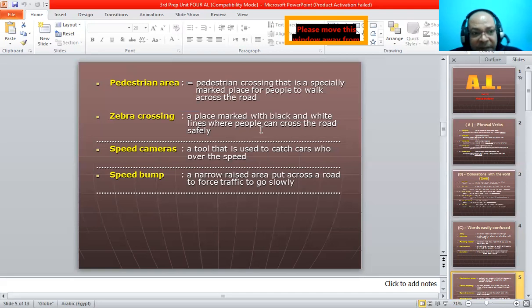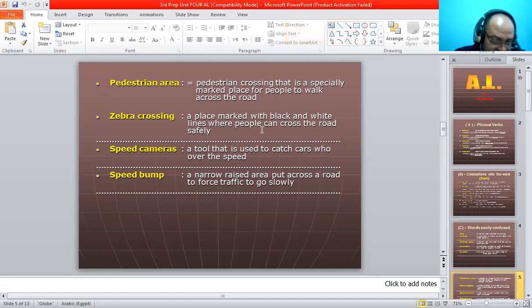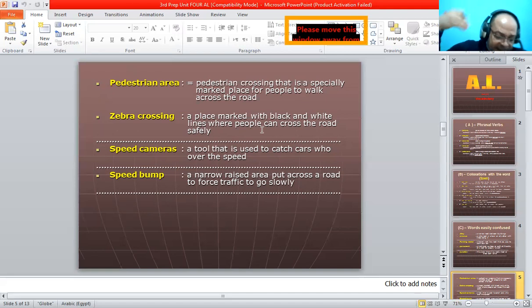يبقى لو حبيت افرق بين الاثنين بيدستريان اريا وزبرا كروسنج، الدرايفرز must always stop فين؟ zebra crossing. طب الدرايفرز must never enter، يبقى البيدستريان اريا. يبقى البيدستريان اريا منطقه مشاة زي شارع المعز، وزبرا كروسنج اللي قلنا المنطقه اللي على الرصيف الاسفلت كده مدهونه بخطوط بيضاء، الناس بتعدي من ناحيه لناحيه ثانيه.